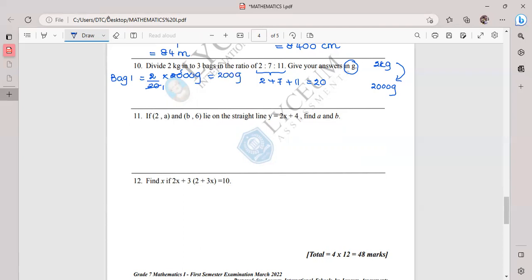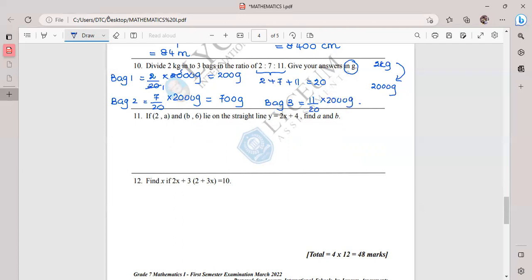200 grams. So then we'll see bag 2, what happened? Bag 2, you have 7 upon 20. Out of 20 pieces, the second bag will be getting 7 pieces out of 20. So then you multiply this by 2000 grams. Again, this becomes 700 grams. So then we'll move to bag 3. Bag 3, what happened? So then that is 11 over 20 multiplied by 2000 grams.